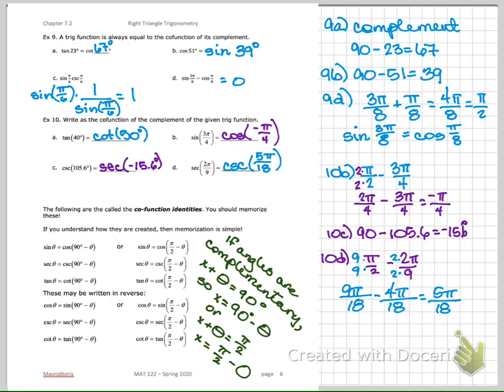Because that's all that we've got going on here in the arguments. So all we're saying is that the cosine of the complement equals the sine of the angle. And the same thing over here, if we've got it written in radians, cosine of the complement equals the sine of the original angle.